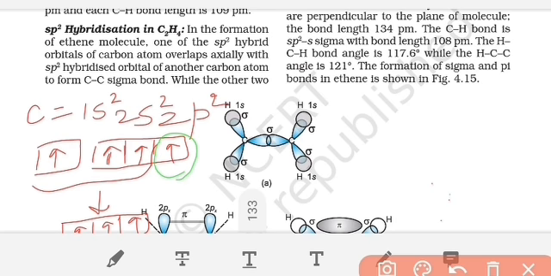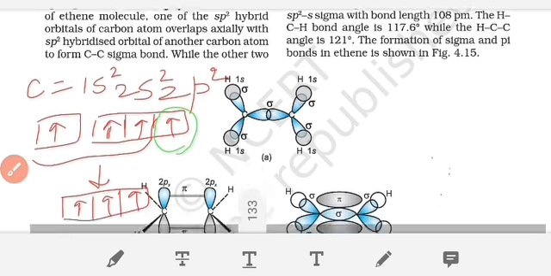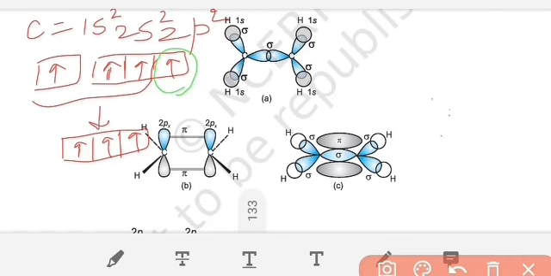The ground state configuration of carbon atom is 1s2, 2s2, 2p2. In the excited state, one of the s electrons will go to the 2p orbital, and in this way the excited state configuration becomes 1s2, 2s1, 2p3. Now after that, the 2s and 2 p orbitals out of 3 combine to give 3 hybrid orbitals. These hybrid orbitals are known as sp2 hybrid orbitals. Now the third p orbital remains unhybridized.